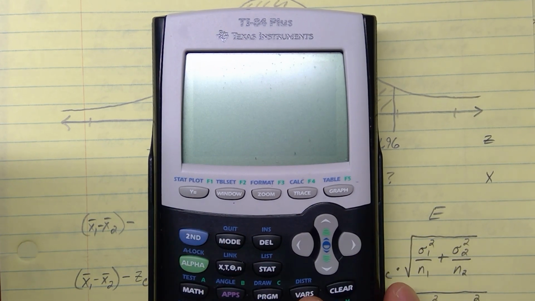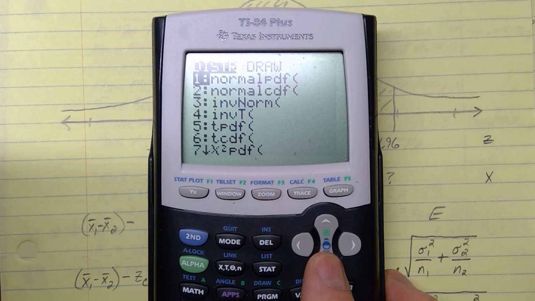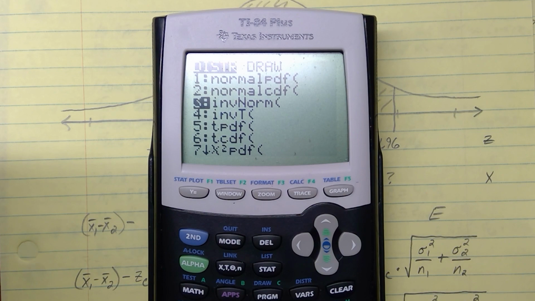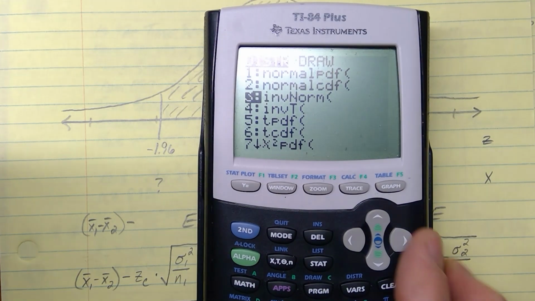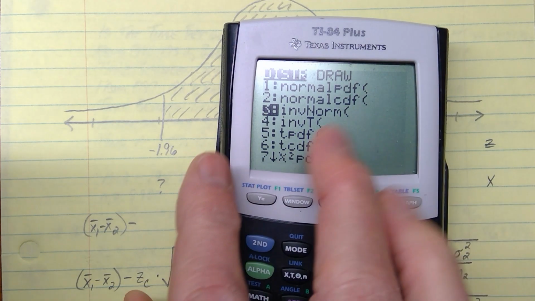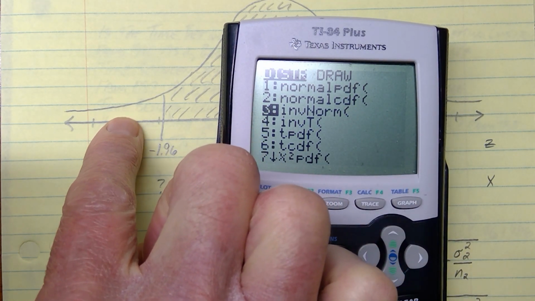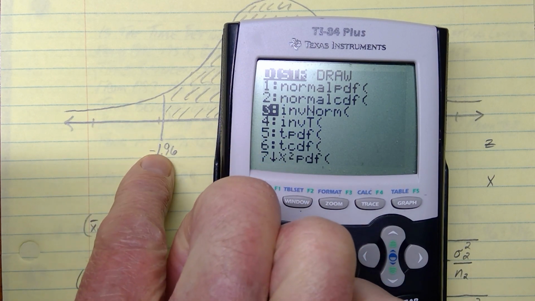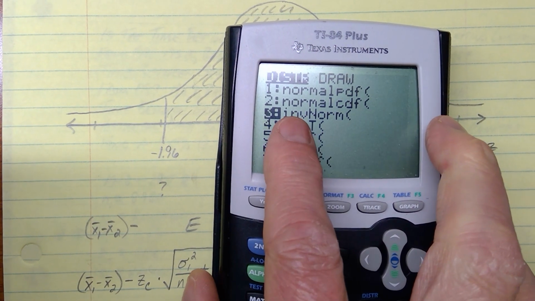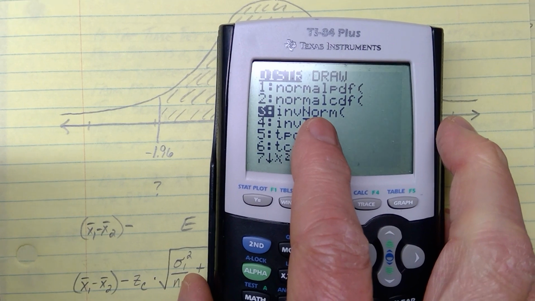So second function, distribution. And what you're looking for is called an inverse norm, inverse normal curve. We're talking about a normal distribution, but you're doing it backwards. Inverse means backwards. So instead of giving them the Z number and them telling you the area, we're going to do it backwards. I'm going to give them the area, and they're going to tell you the Z number. So I'm going to do a backwards normal curve. I'm going to give them the area.